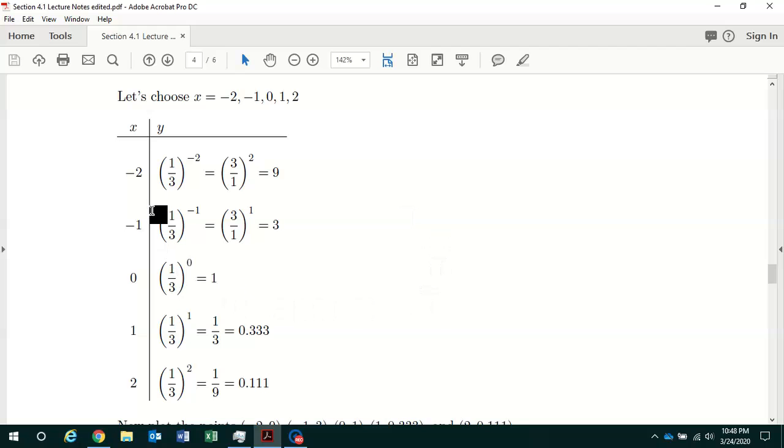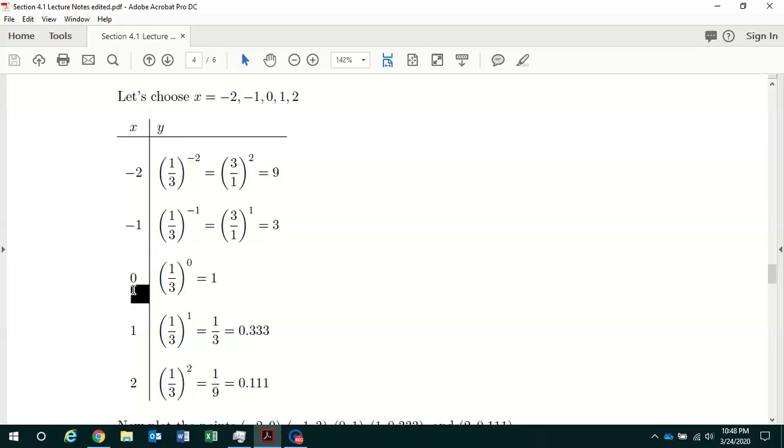So our values of x are minus 2, minus 1, 0, 1, and 2. And so remember our function is f of x equals 1/3 to the x power. And so when x is equal to minus 2, y is equal to 1/3 to the minus 2 power, which is equal to 9, and so the point minus 2, 9 is on the graph of the function. When x is equal to minus 1, y is equal to 1/3 to the minus 1, which is equal to 3, and so the point minus 1, 3 is on the graph.